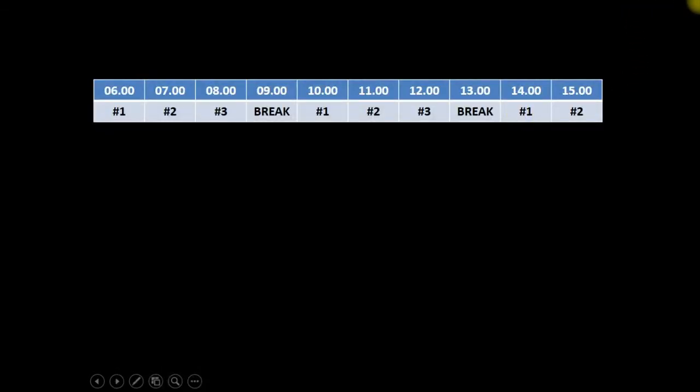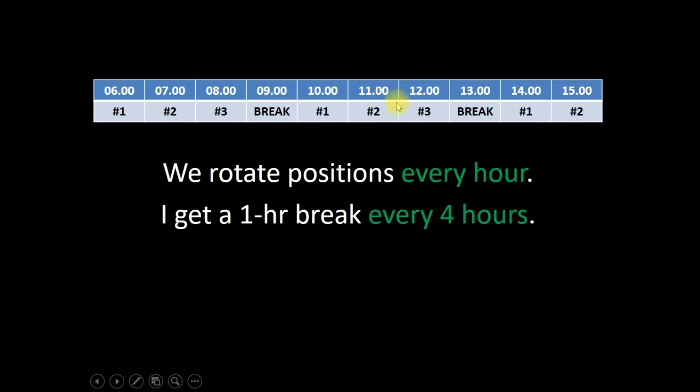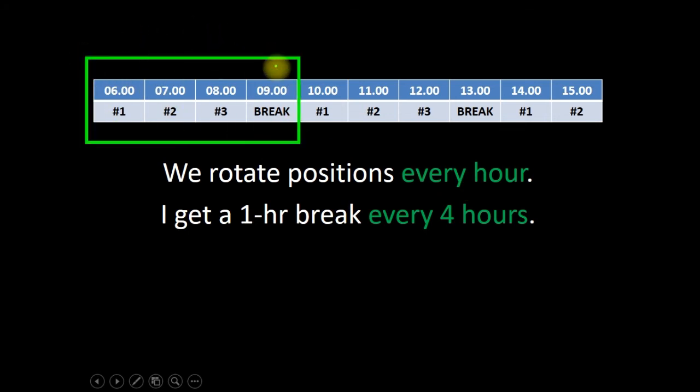Let's look at one more example about your working schedule or your working routine. Let's say that perhaps you work in position 1 from 6 o'clock to 7 o'clock, position 2 from 7 o'clock to 8 o'clock, etc. How could you describe this? We rotate positions every what? Every hour. We rotate positions every hour. Or here, I get a 1-hour break every 4 hours. So here, notice, if we look at it this way, 1, 2, 3, 4 hours. So in every 4 hours, you get one 1-hour break.